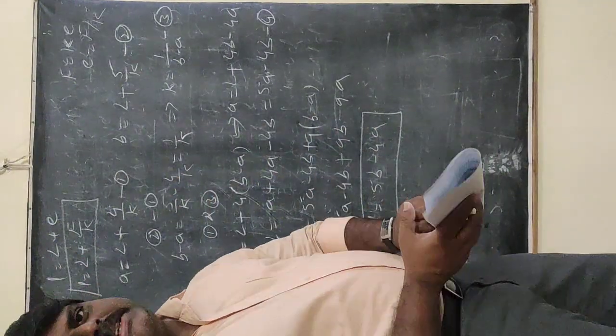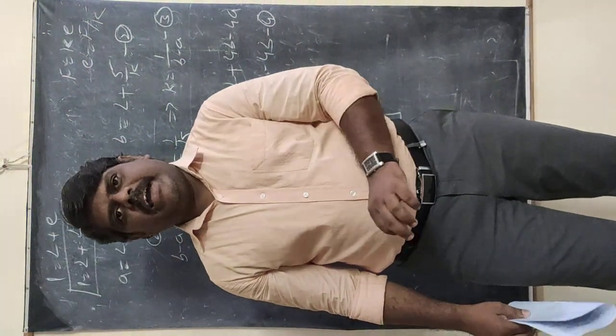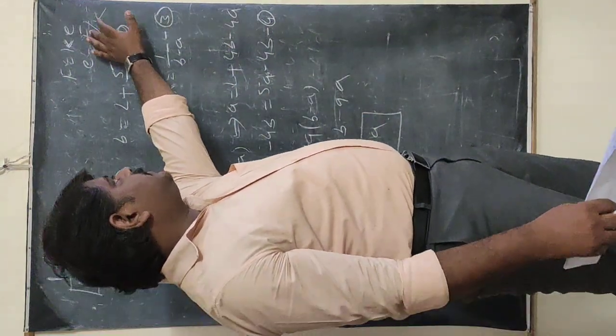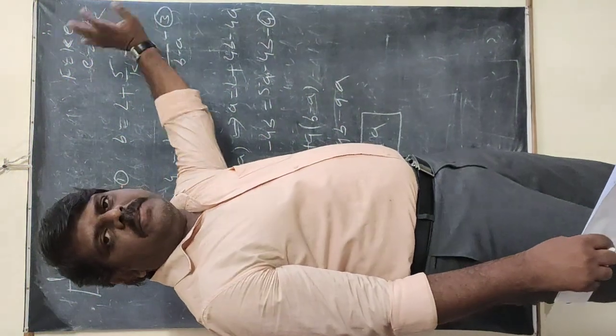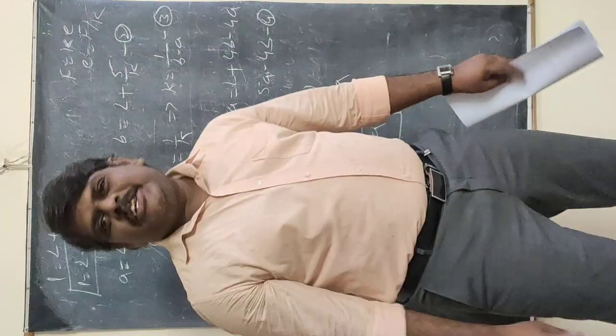So remember the process here. The final length is equal to the initial length plus elongation. Elongation you write in terms of force and spring constant, or the force constant. Based on that, you have to solve the problem. Let's go for the next problem.